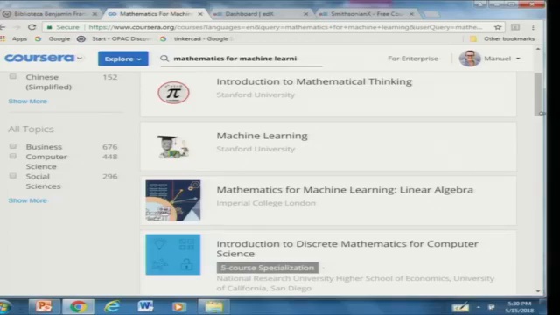I want to point one particular out to you. I'm not entirely sure what machine learning is. I don't know what that is. I think it's robots, artificial intelligence, inteligencia artificial. So if you're interested in that, it has math in it. But there's introduction to mathematics and computer science, introduction to mathematical thinking. Look at these universities. You know what I mean?